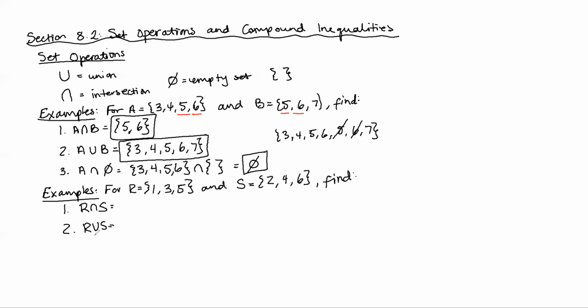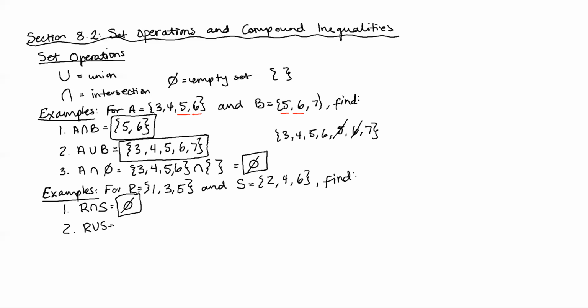So if we go ahead and look at the intersection, we have a 1, 3, and 5, and a 2, 4, and 6. So what do they have in common? Well, they don't have any numbers in common at all. This one has a 1, this one does not. This has a 3, S does not, and R has a 5, S does not. Same thing with the numbers in S. They're not included in R. So our intersection is empty, which means we're going to put the empty set.